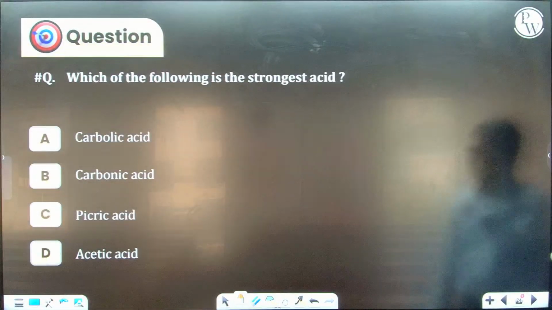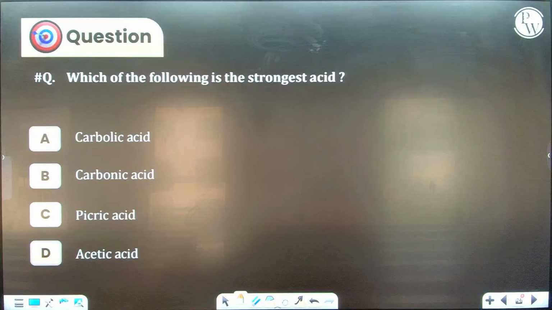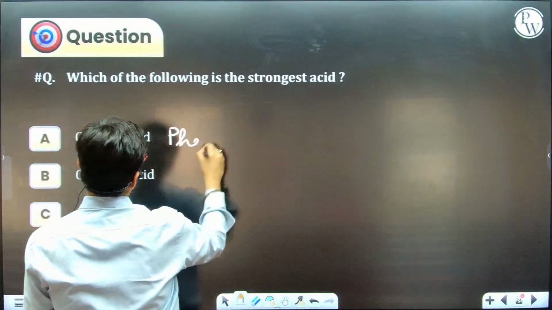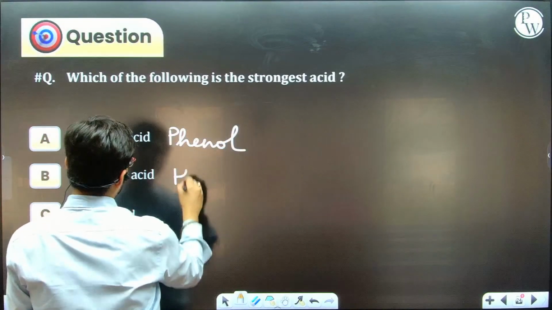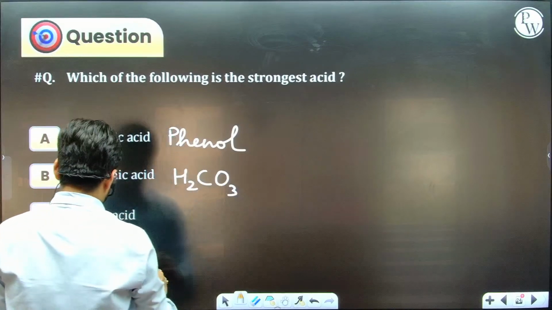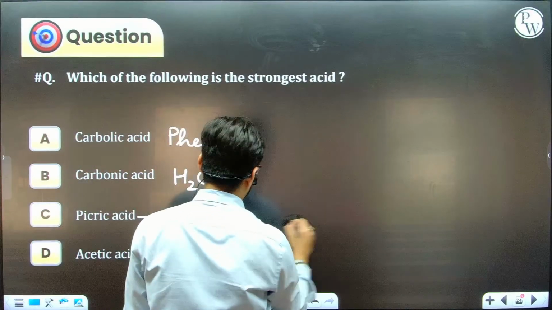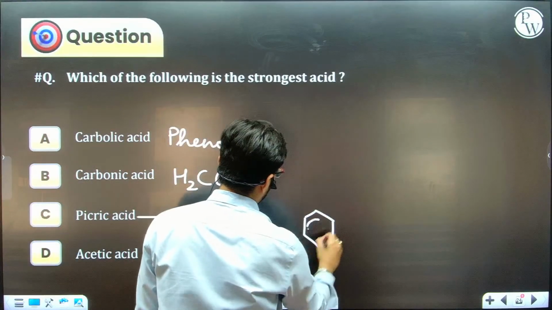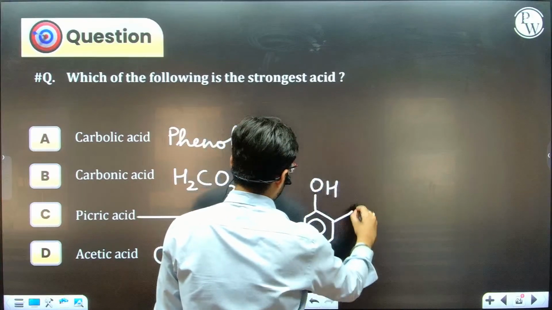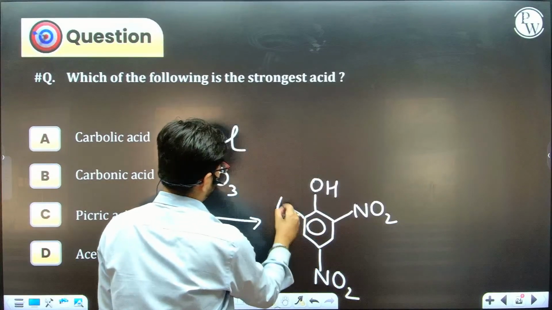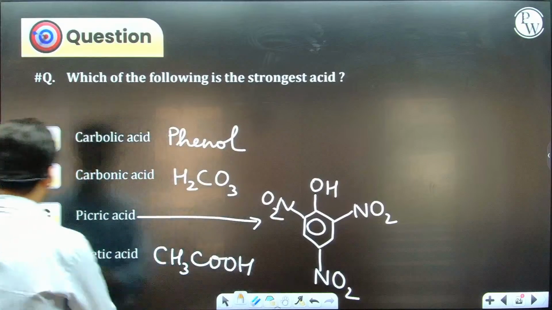Next one. Which is the strongest acid? So which is the strongest acid? Now see, carbolic acid is phenol. Carbonic acid is H2CO3. Acetic acid is CH3COOH. And picric acid is 2,4,6-trinitrophenol. Remember one exception. Picric acid is more acidic than carboxylic acids. Hence, C is the strongest acid.